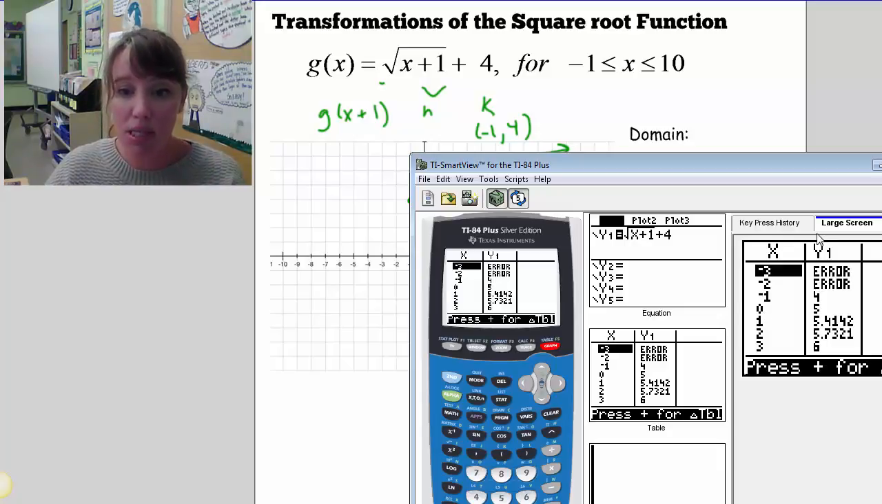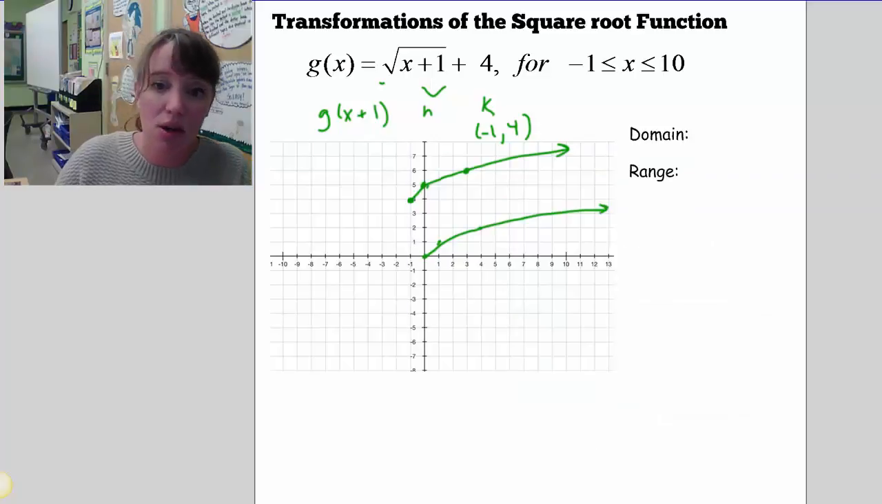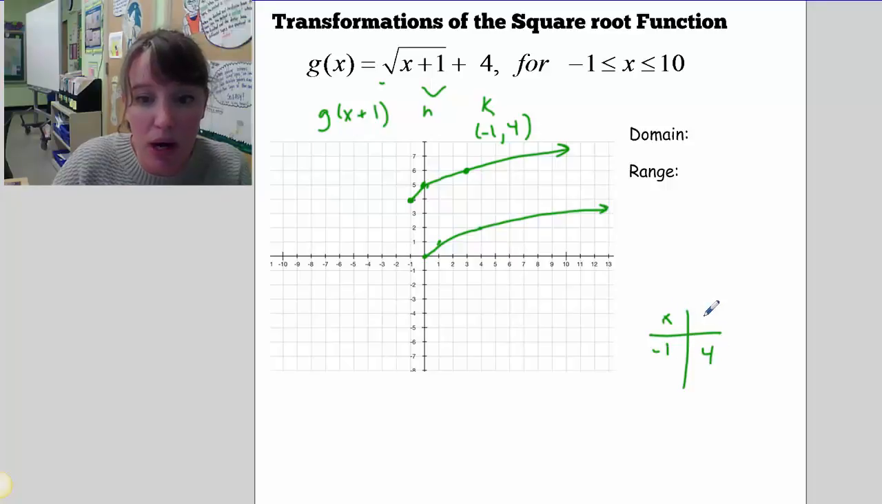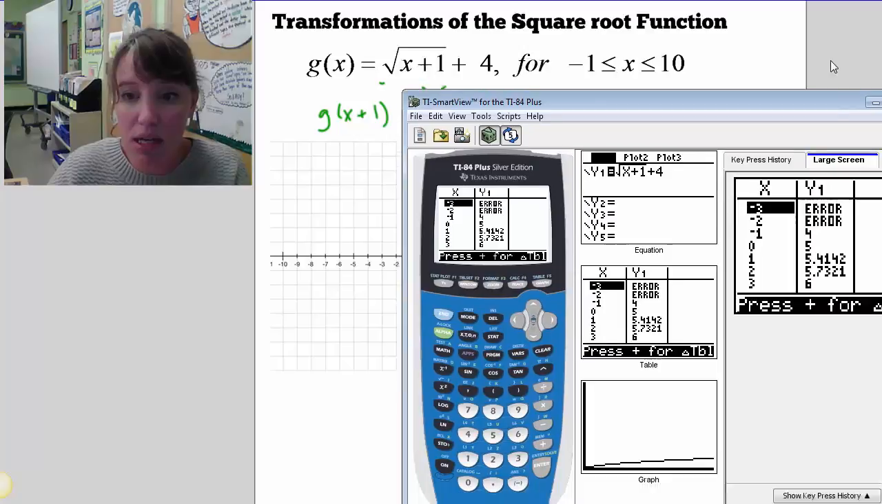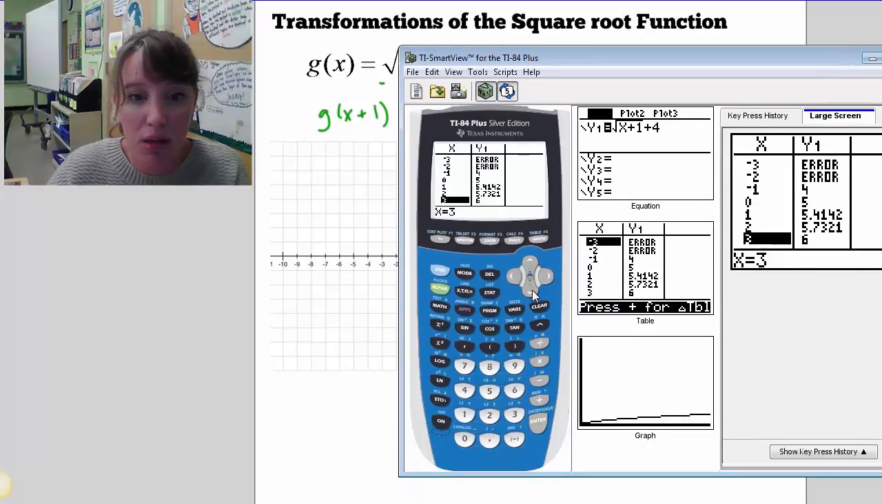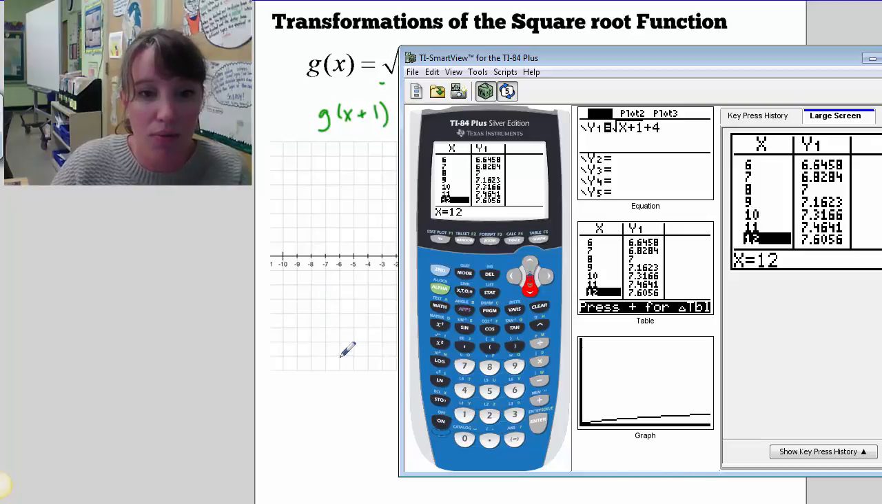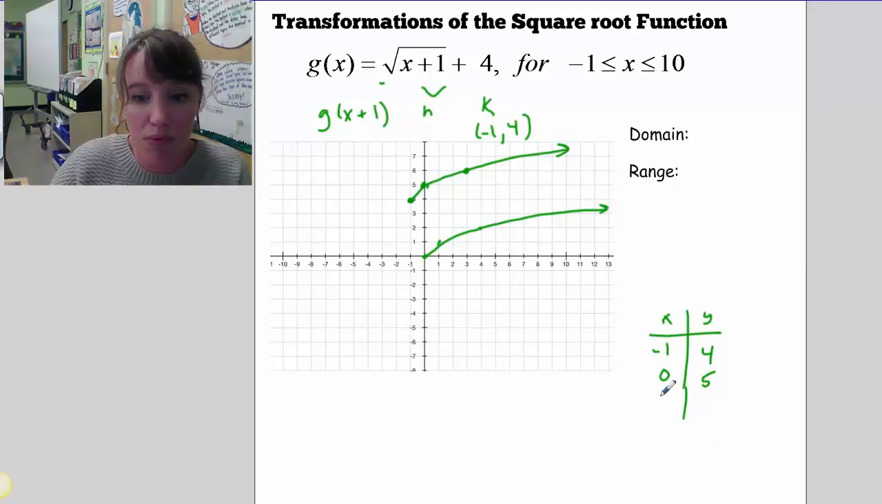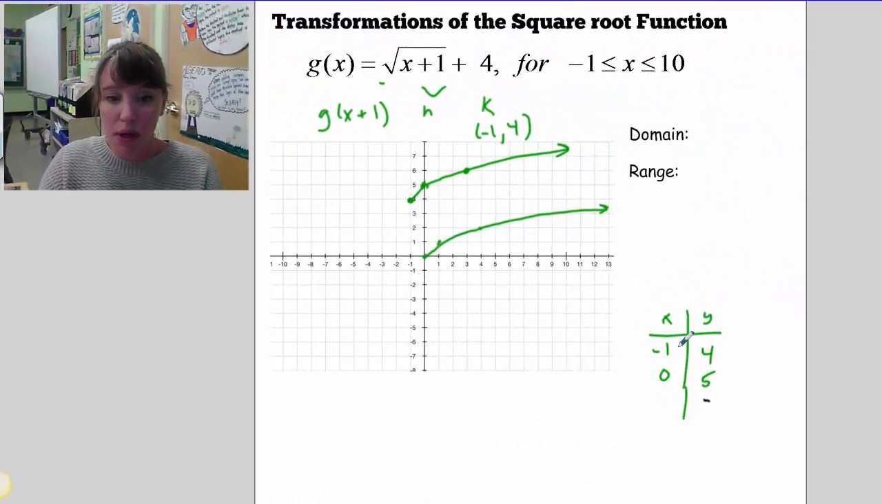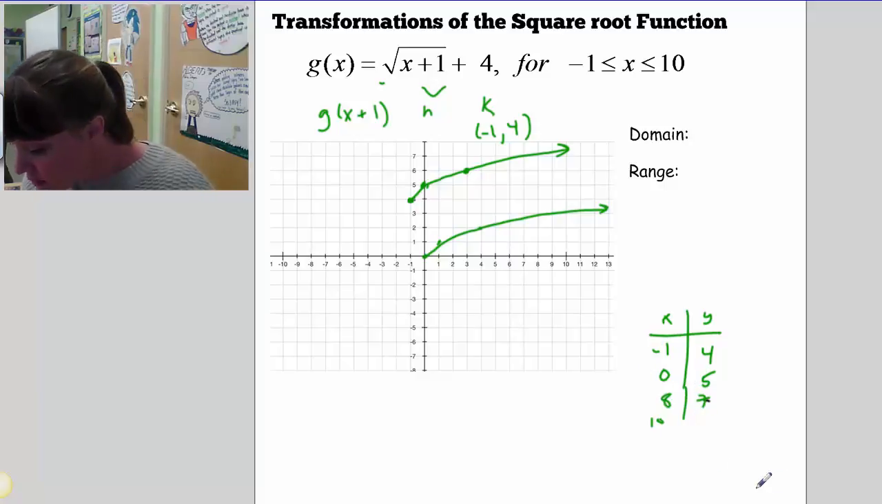-1, 4, 0, 5, 3, 6. So make a little table here. -1, 4, x, y. Let's say 0, 5. What were some other values here? Let's see. 3, 6, and anything else here before 10? 3, 6, and 8, 7. And at 10, it's about 7.3. Okay, and so we had 8, 7, and then we had 10, and it was about, let's see, 7.3.